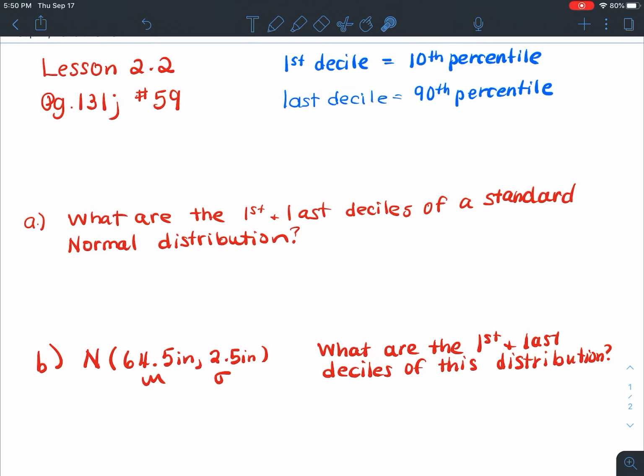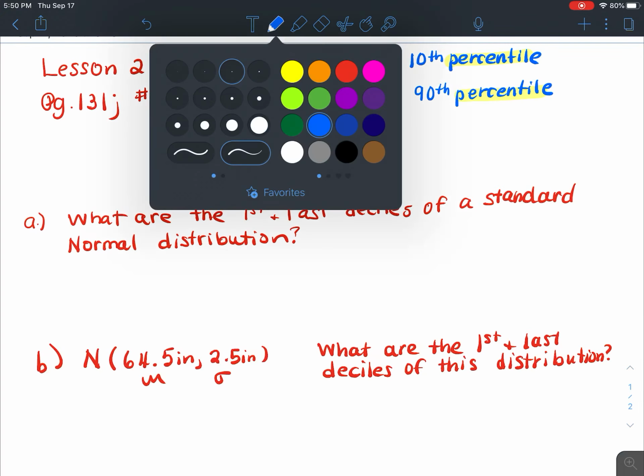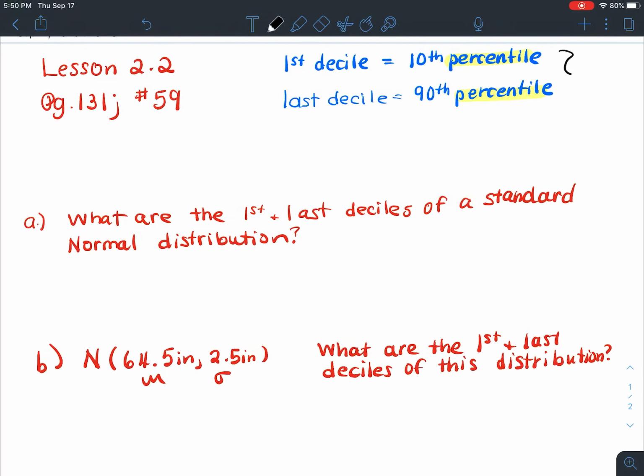Okay, there were some questions over number 59, so I have made a short video to kind of explain this problem to you. I believe that the problem talked about deciles. It mentioned that the deciles of a distribution are at the 10th and the 20th, etc., all the way up to the 90th percentile. It mentioned that the first one was the 10th percentile and the last one was the 90th.